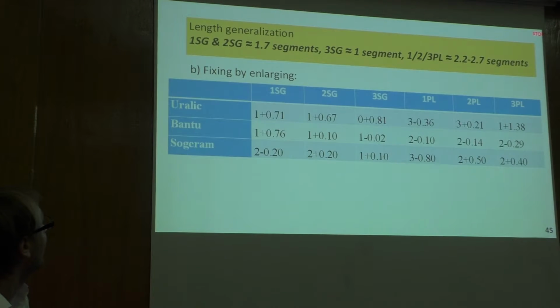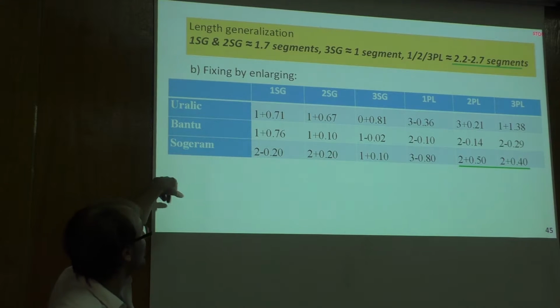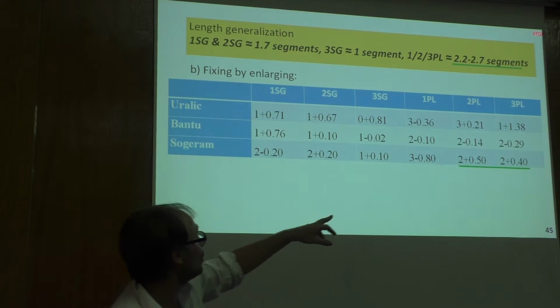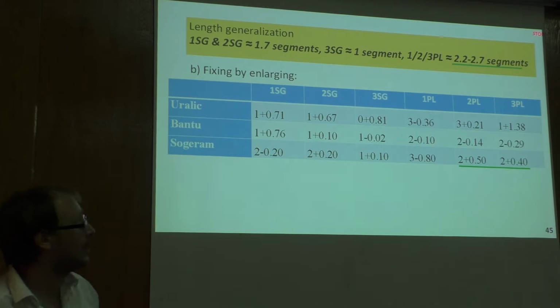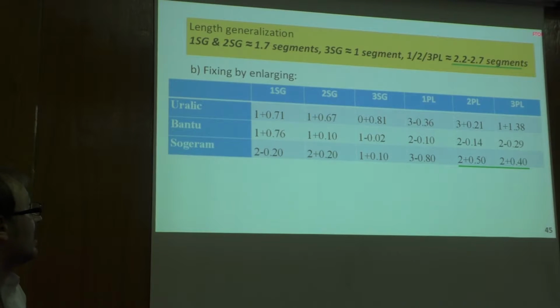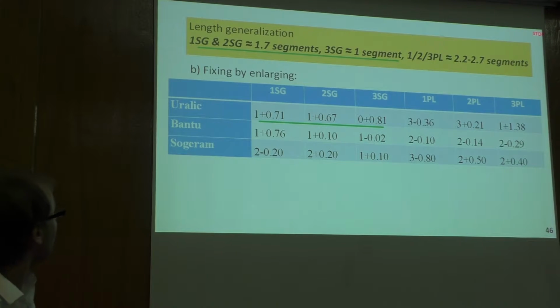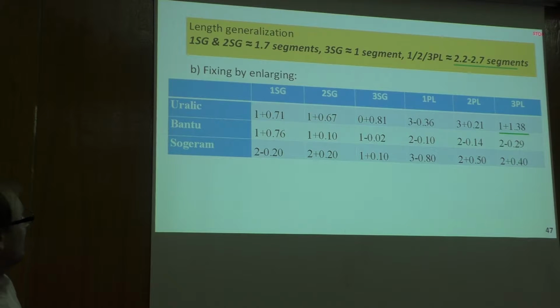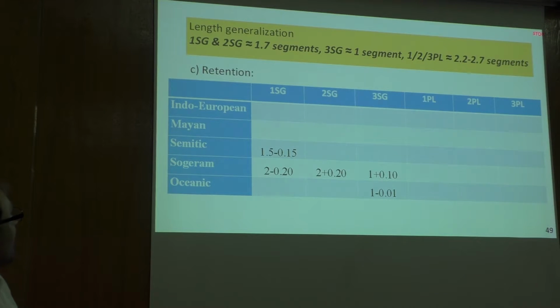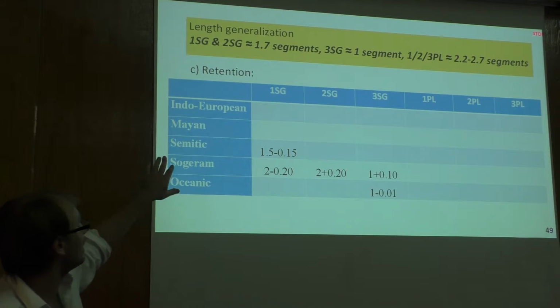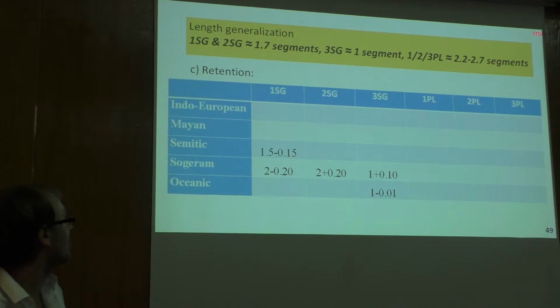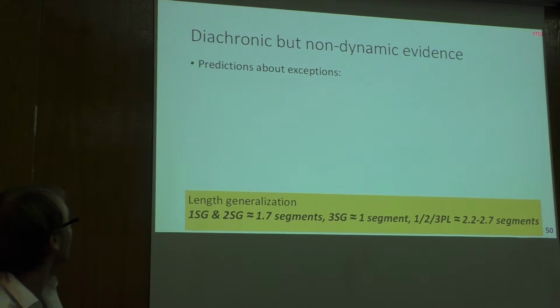Okay. And now you see fixing by enlarging. So, for example, Sogeram was a little bit too short, and yet it undergoes, on average, enlarging. The same, for example, for Uralic. Okay, so maybe, since I don't have much time, that's just to show you that some actually remain unchanged, as predicted.